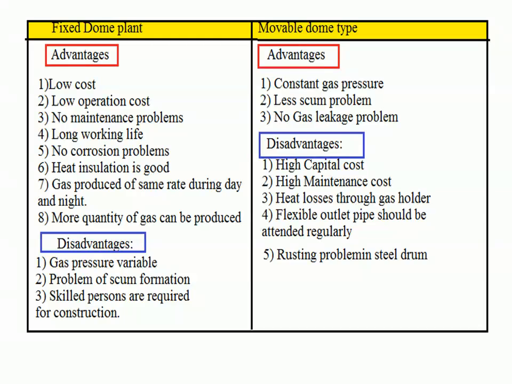Movable dome type plant. Constant gas pressure. What is the problem we have in the fixed dome? Gas pressure is variable. In the movable dome type, that problem is overcome. So here we get constant gas pressure, less formation of scum, and no gas leakage. That is also one of the main advantages. Disadvantages: capital investment is high, maintenance cost is high, there are heat losses through the gas holder, and one main problem: we are using a steel drum, and since all or part of it is underground, there is a problem of rusting.